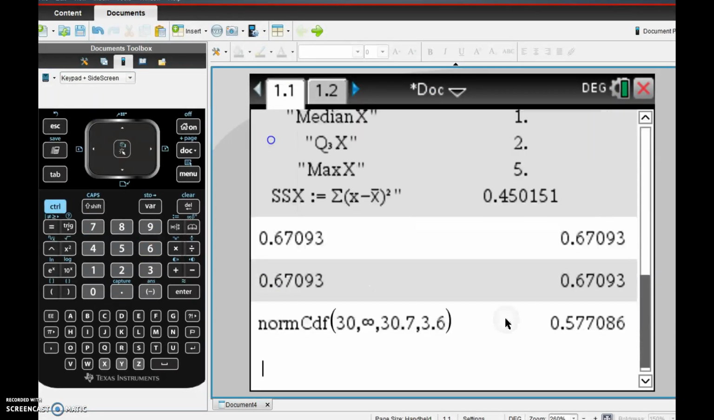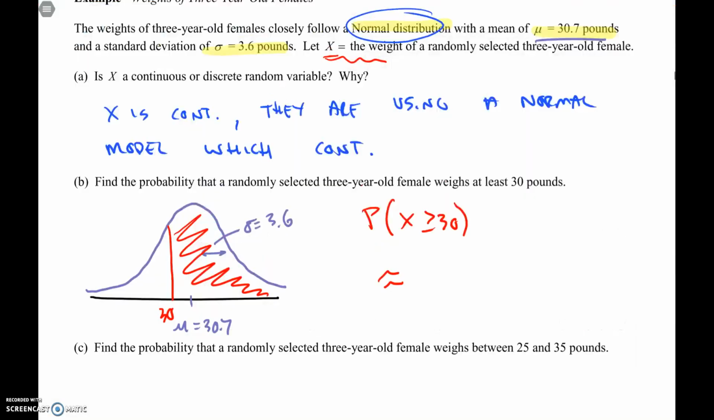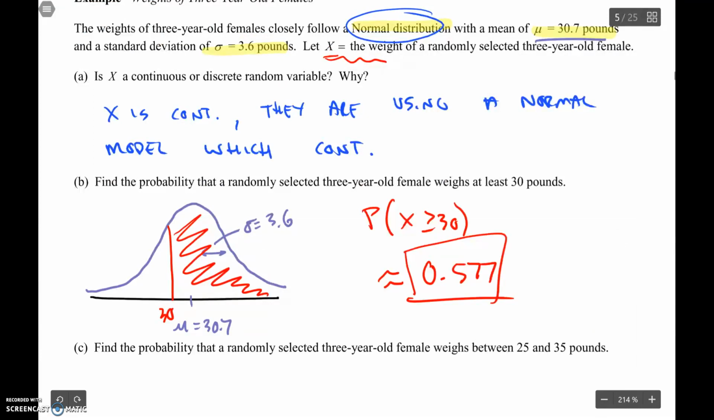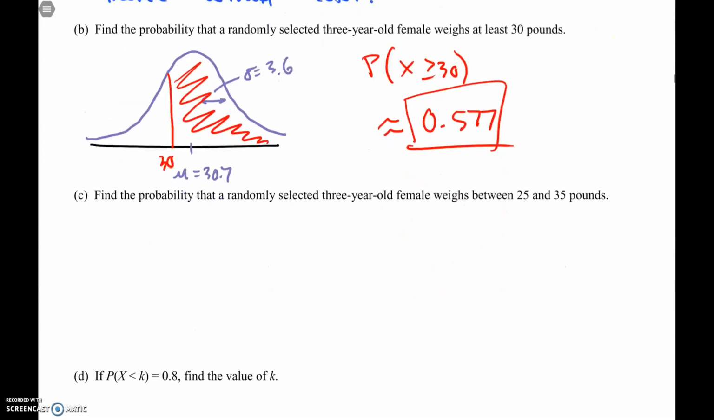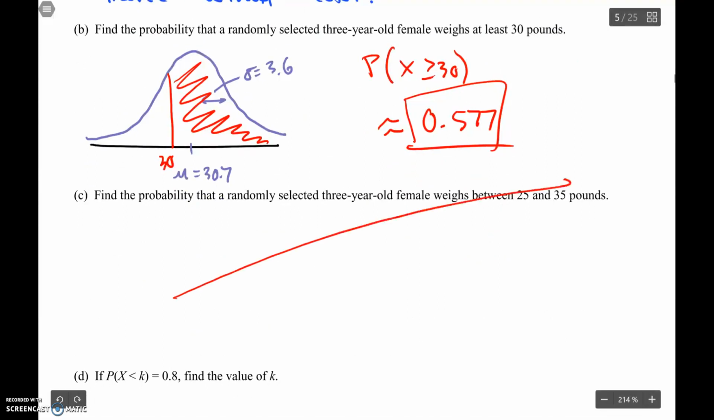In the book, they're going to do z-scores and all that stuff. You can do it if you want, but just use the calculator to its full potential. 0.577. So there's a 58% chance that you're going to get a girl that weighs over 30 pounds. Find the probability that x weighs between 25 and 35. This is just being repetitive. You just change the cutoffs.